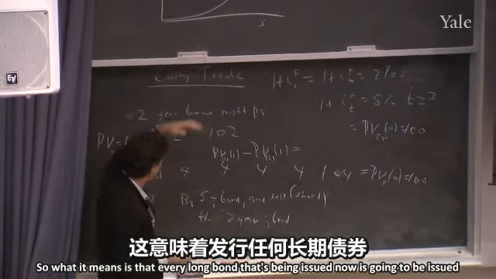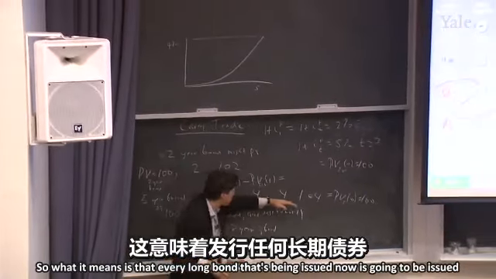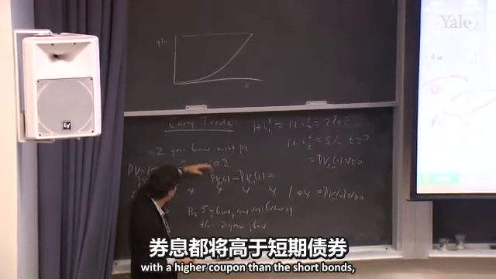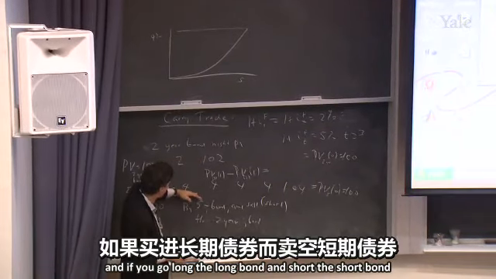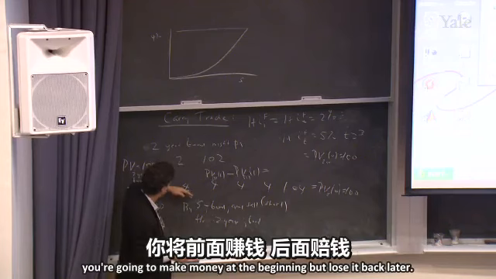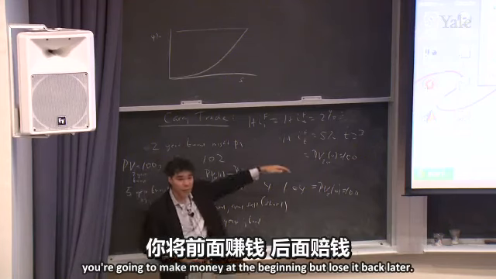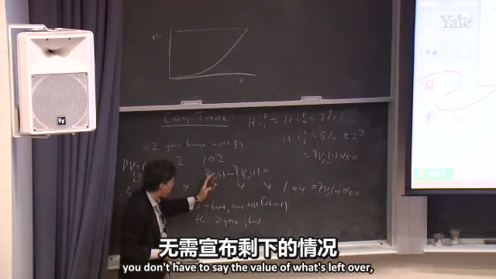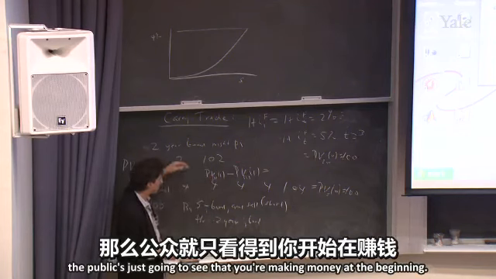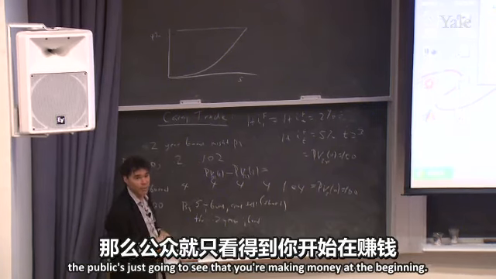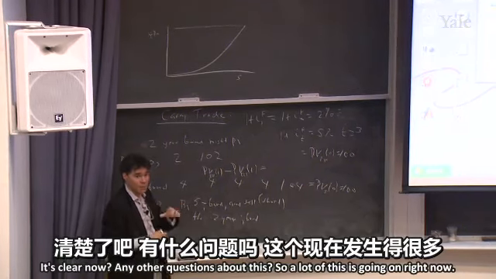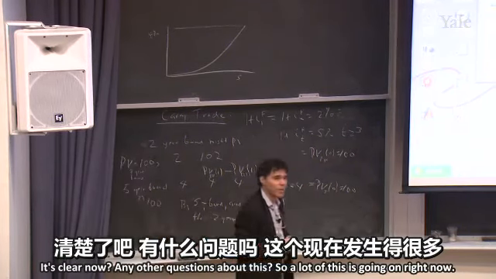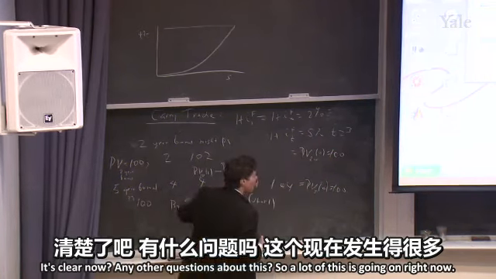So what it means is that every long bond that's being issued now is going to be issued with a higher coupon than the short bonds. And if you go long the long bond and short the short bond, you're going to make money at the beginning but lose it back later. But if you don't have to report mark to market, you don't have to say the value of what's left over, the public's just going to see that you're making money at the beginning. It's clear now? Okay, any other questions about this? So a lot of this is going on right now.